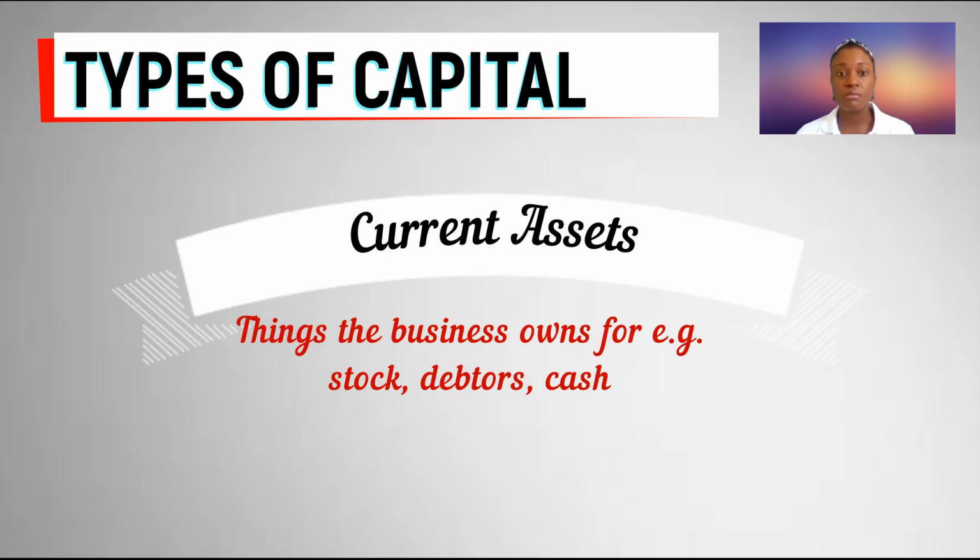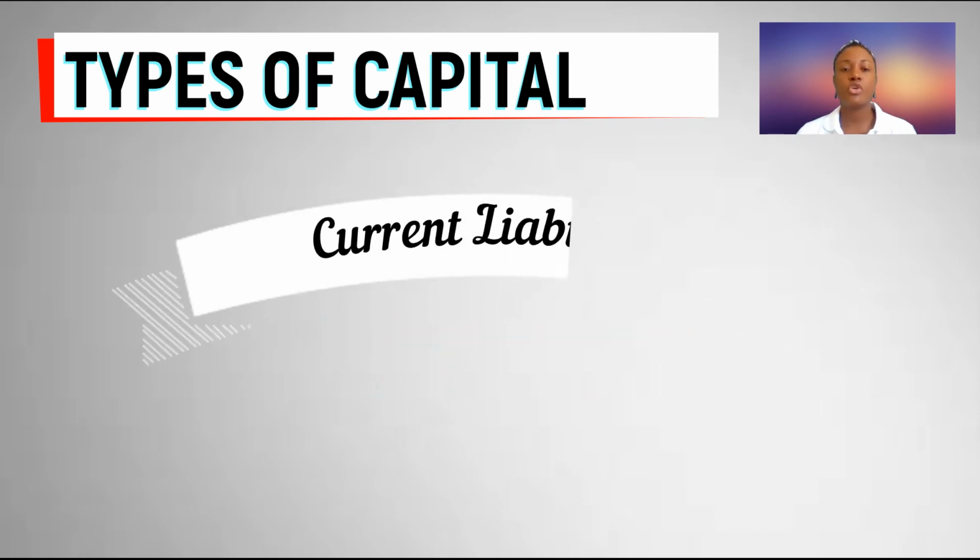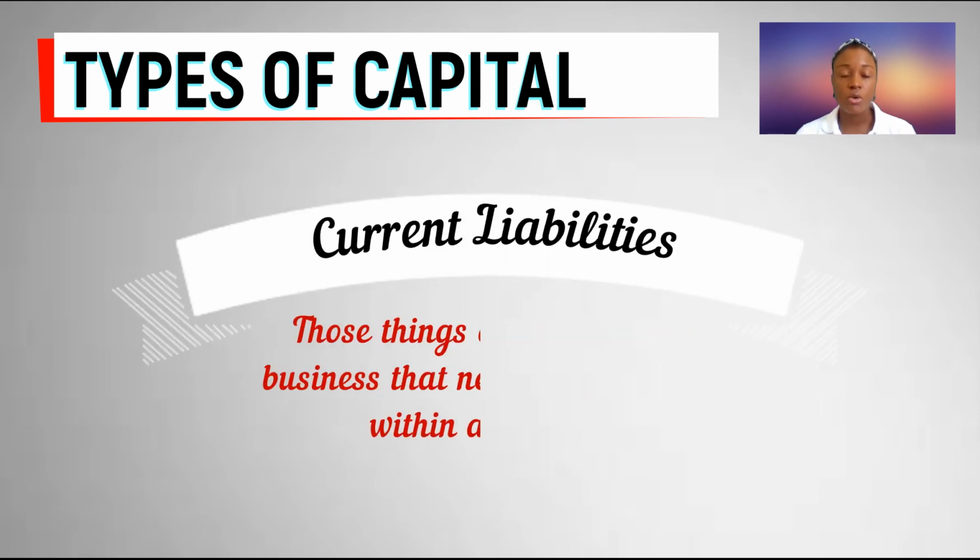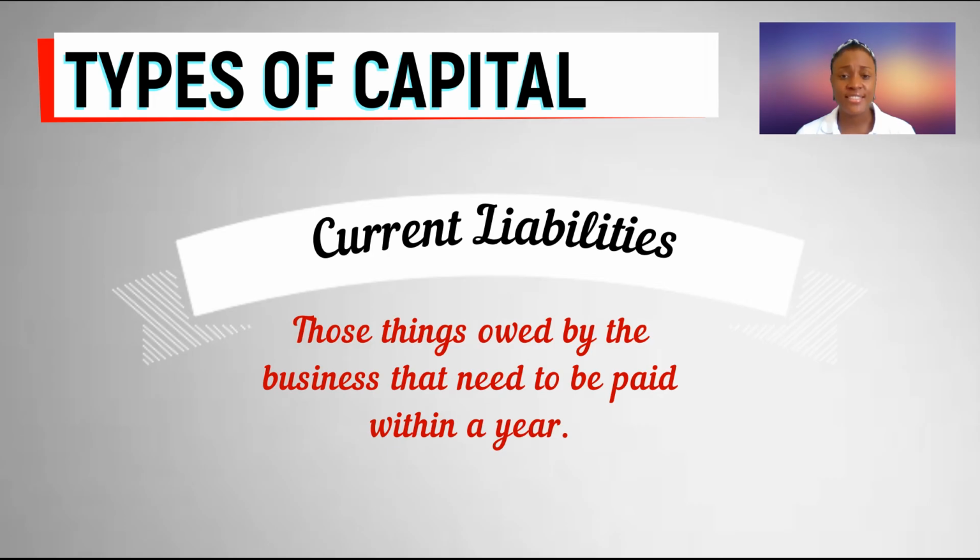Sometimes when businesses make a sale, they will allow persons, or other businesses, to not pay them for their goods or services right away. And so they will give them a time period, whether it be a month, 2 months' time, to pay for the goods. And we call those the debtors. And also cash itself. So when we talk about current liabilities now, we're talking about those debts that are owed by the firm that need to be paid within a year.